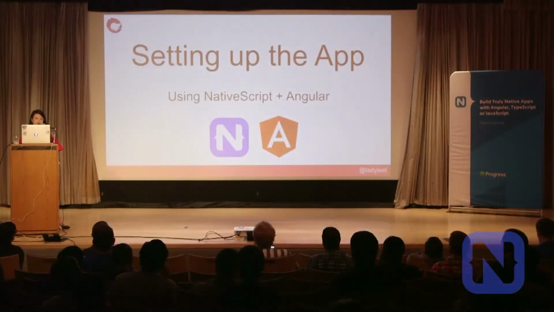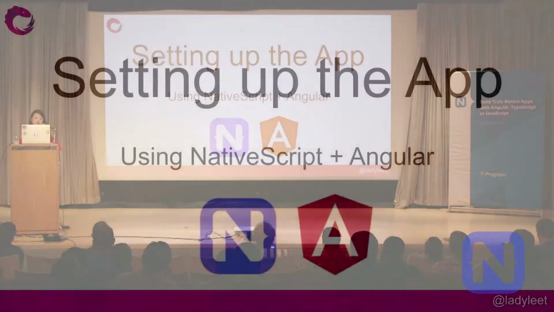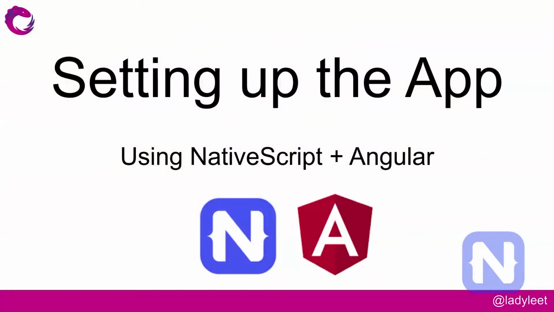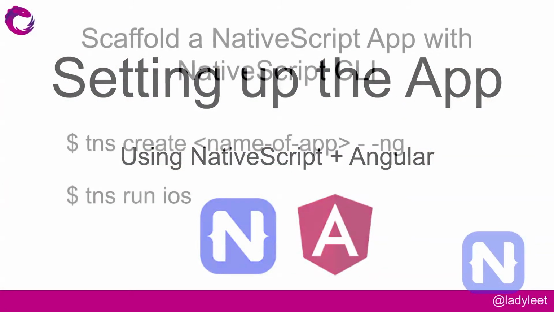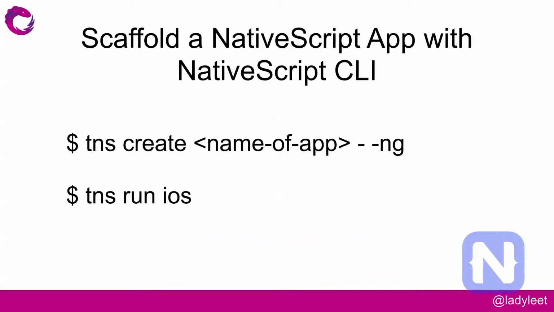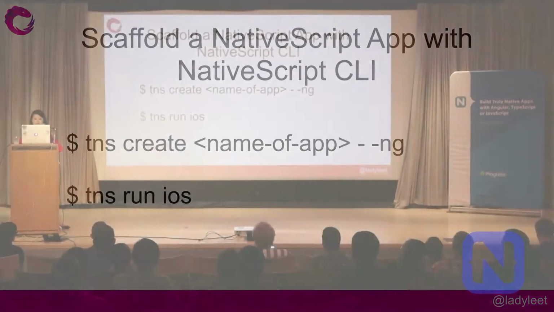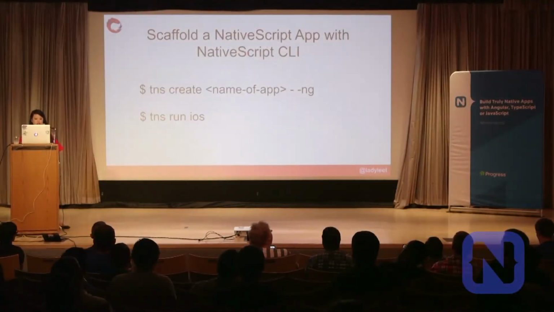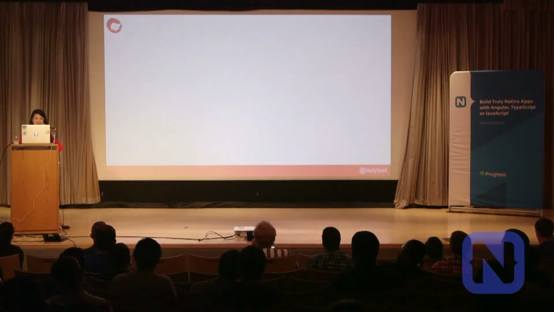So let's talk about setting up the application really quickly. We're going to use NativeScript and Angular. To scaffold up the app, all I did was tns create, the name of my application. I used --ng to specify Angular, and then I did tns run ios. Of course, you can do tns run android, depending on what type of development you're doing. And then the blue screen popped up, and there's a beautiful app for me, and I was so excited.